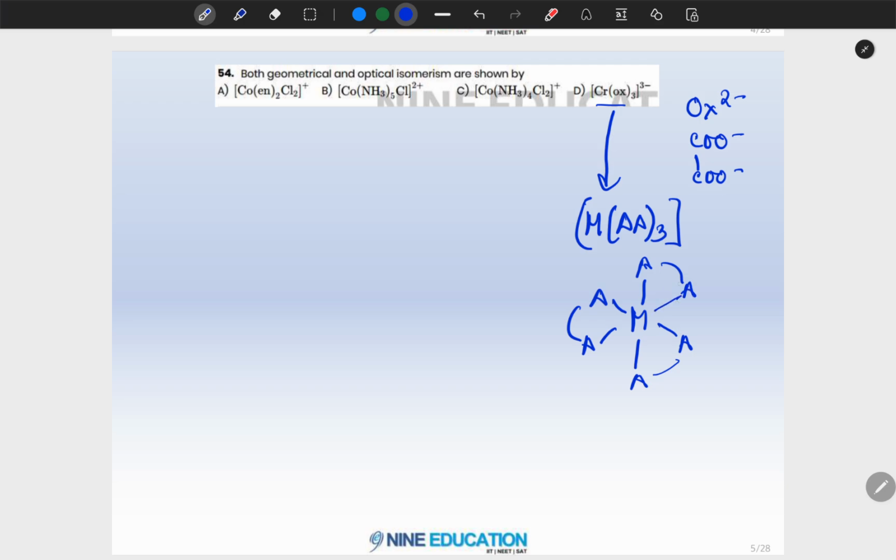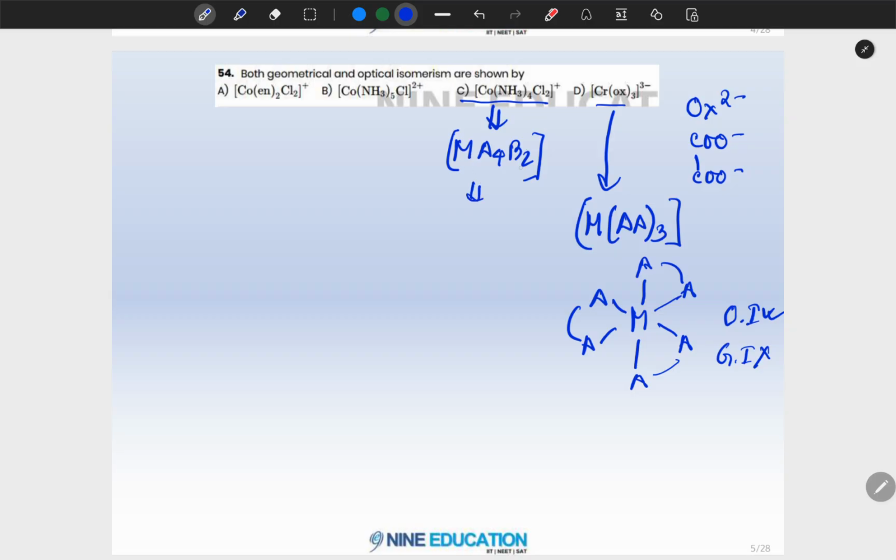So clearly, because of the presence of the 3 chelate rings, the molecule will exhibit optical isomerism, but the molecule cannot exhibit geometrical isomerism. So only optical isomerism is being shown by this molecule, right? Now let's check option C. In option C, the complex is of the form MA4B2. So A and B are both monodentate ligands, different monodentate ligands. A is ammonia in this example, and B is chlorine.